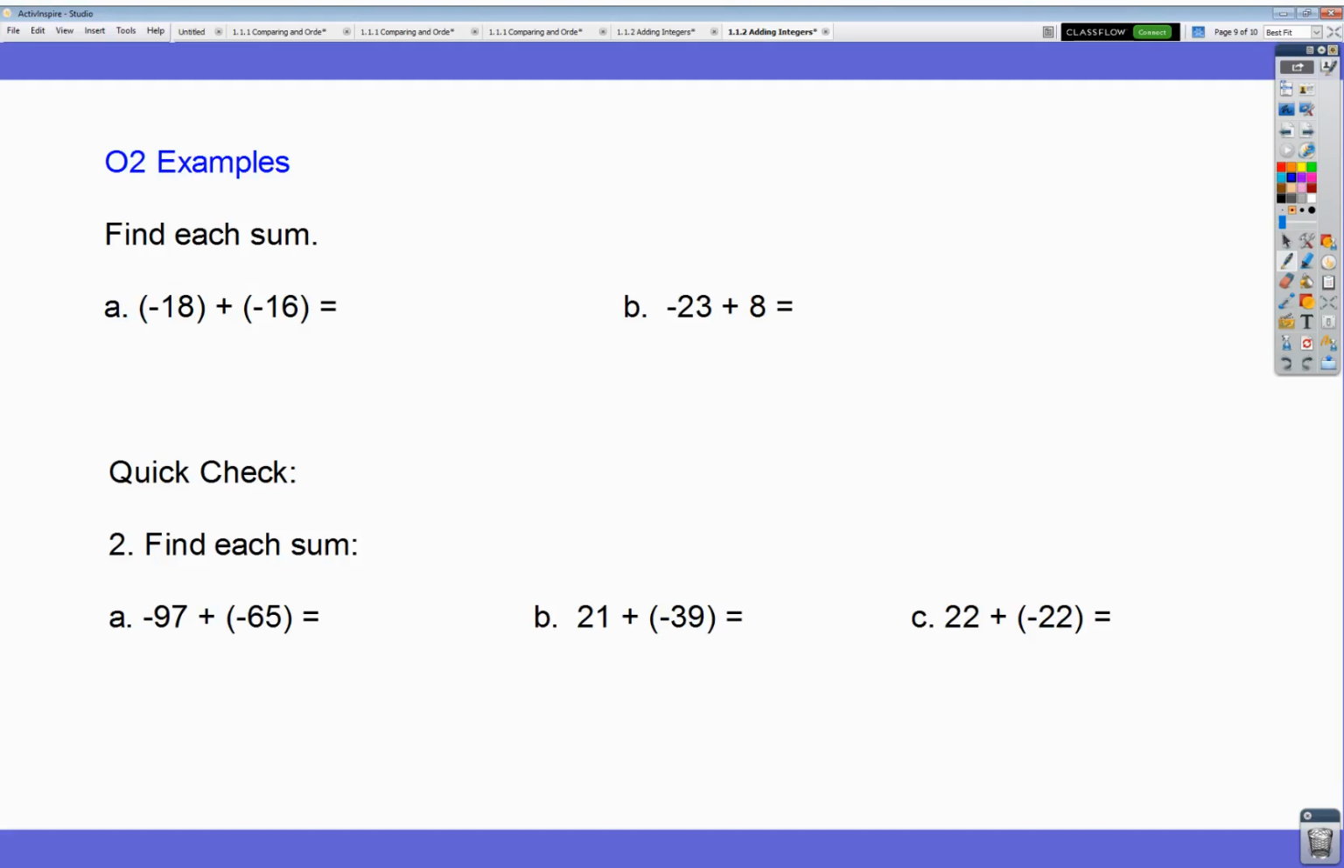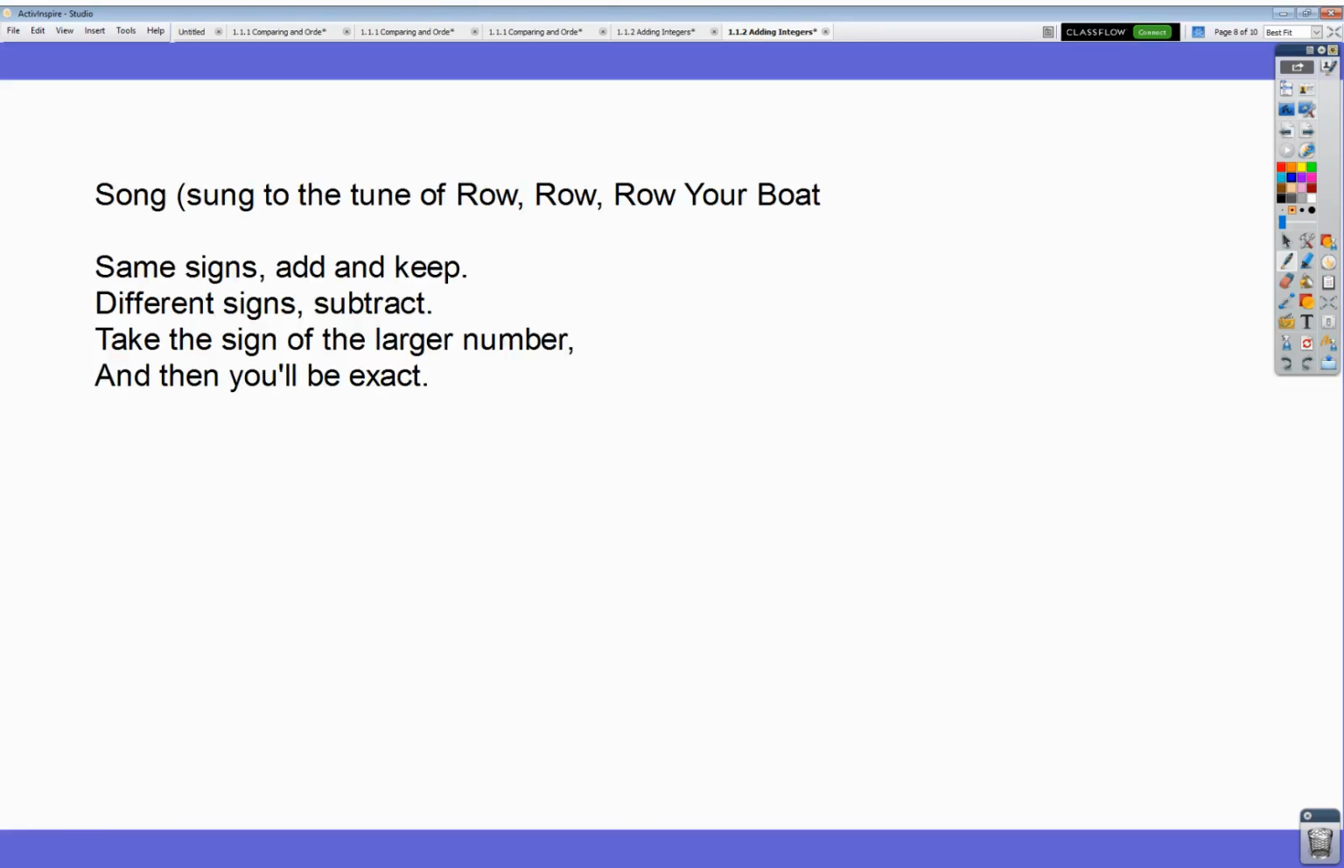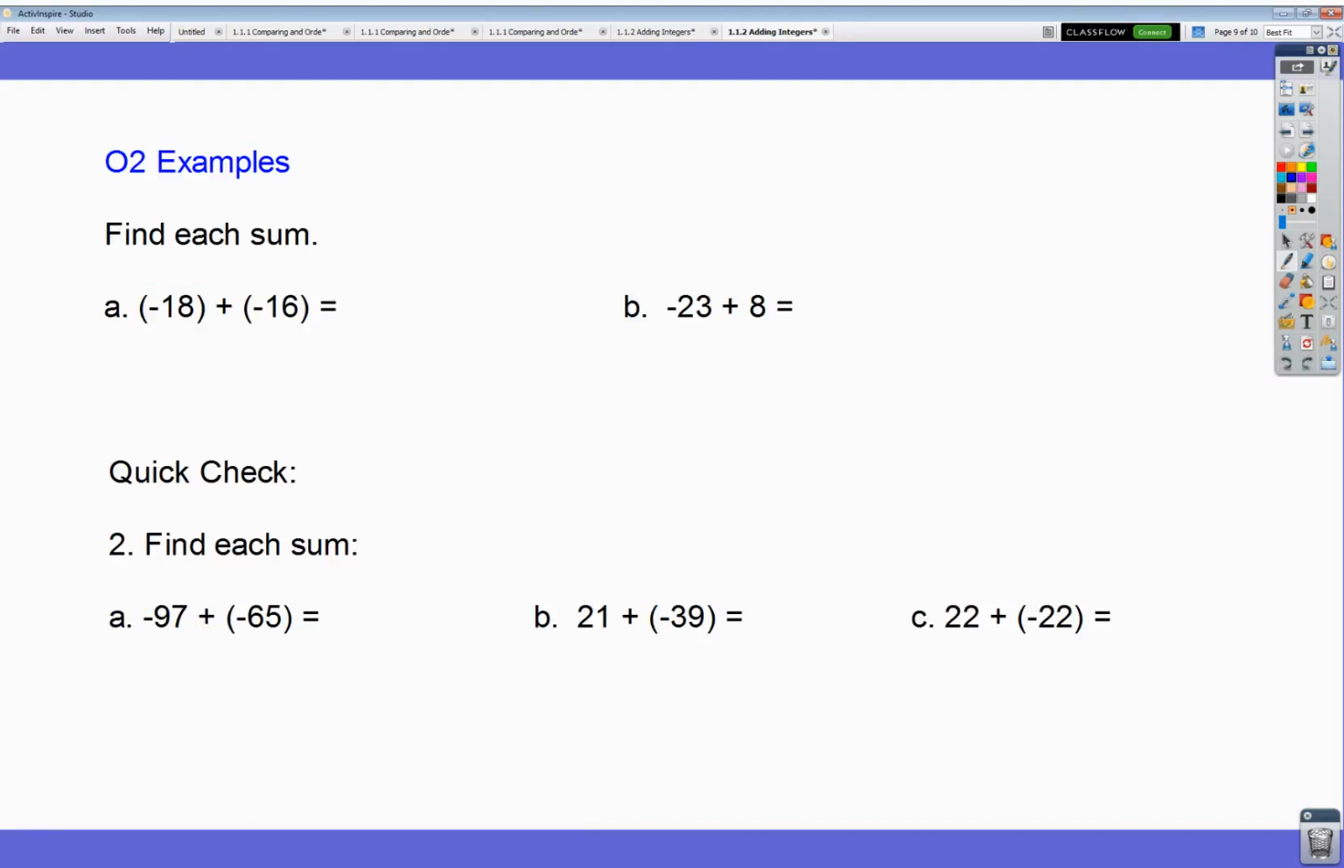So, objective 2, letter A, we have negative 18 plus negative 16. Let's just look back at our rule for a second. Both numbers are negative, so same signs, add and keep. We're going to add the numbers, but keep the sign.